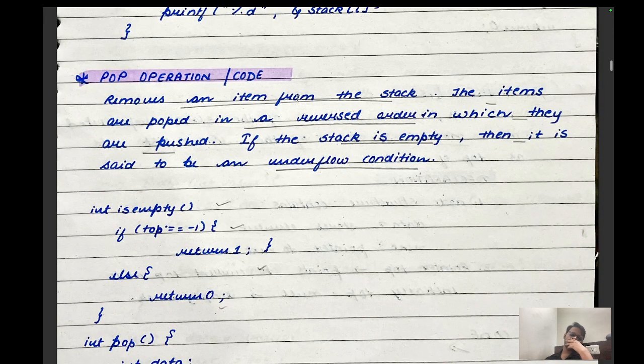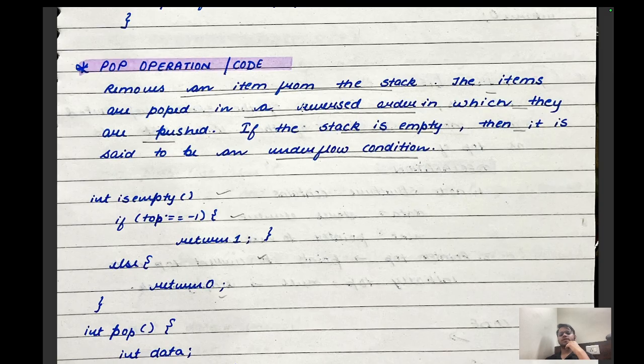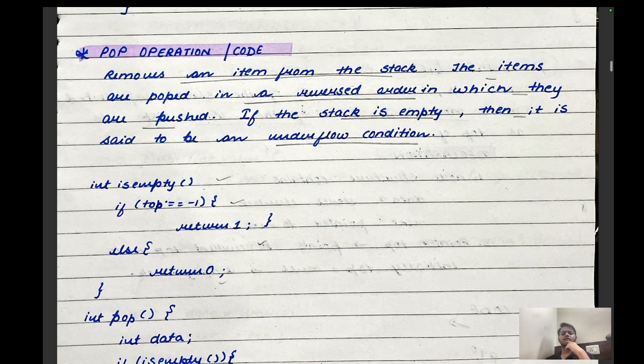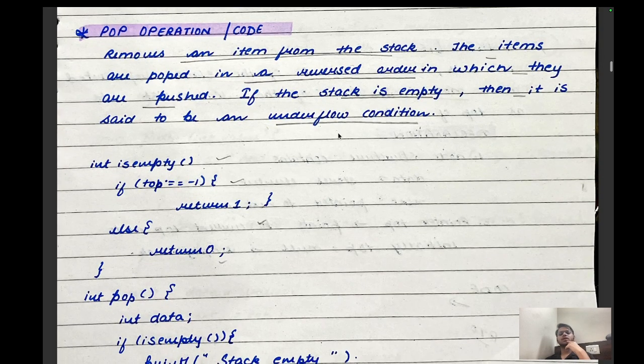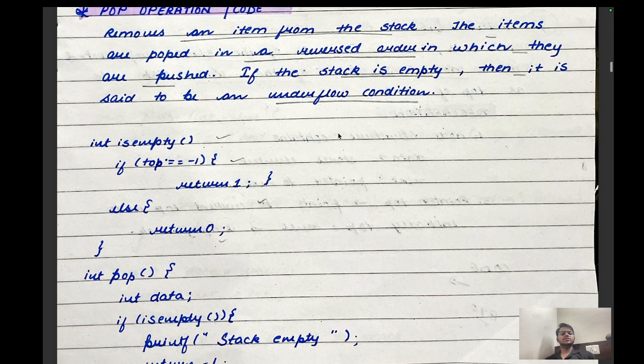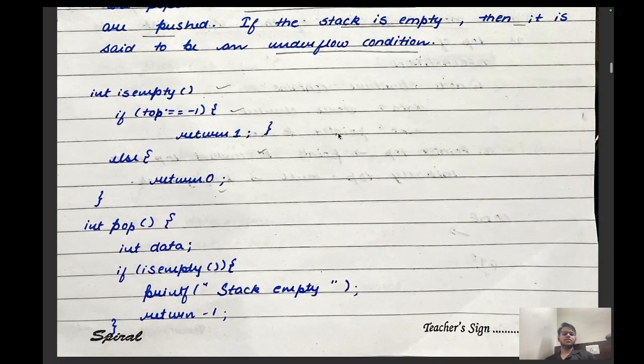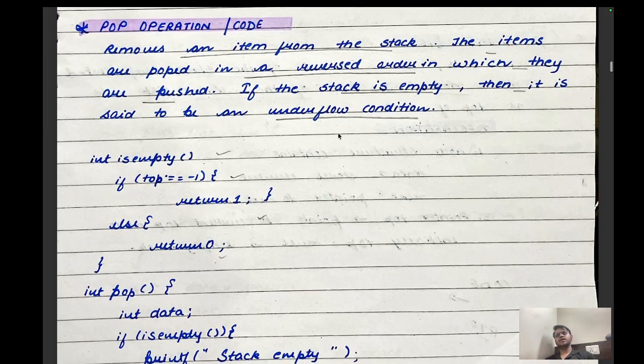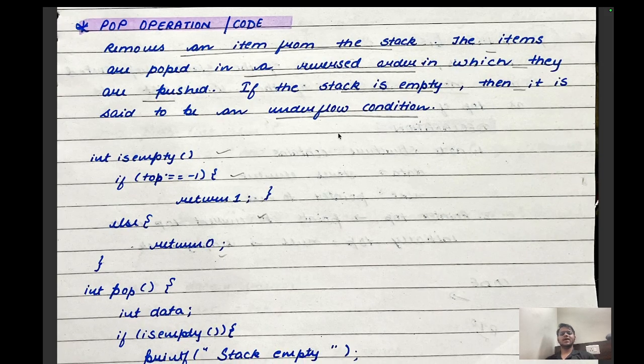Now we are getting to the pop operation. It removes an item from the stack. The items are popped in the reverse order in which they are pushed. If the stack is empty, then it is said to be an underflow condition. If the stack is empty in the beginning, then there is nothing in the stack and it is an underflow condition. Then you can perform a push operation into it, but you can't perform a pop operation because the stack is empty. Nothing is there in the stack, and if nothing is there, you cannot remove something.